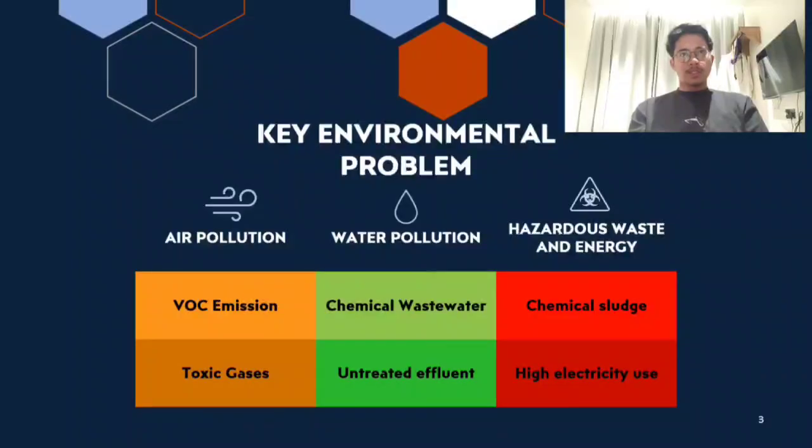The third issue is hazardous waste generation and high energy consumption. Hazardous waste produced during manufacturing must be handled and disposed of safely to prevent environmental contamination. At the same time, equipment such as reactors, pumps, and processing systems requires a large amount of energy, increasing both environmental impact and operational costs. These environmental issues highlight the importance of adopting modern technologies to improve sustainability in the chemical manufacturing industry.